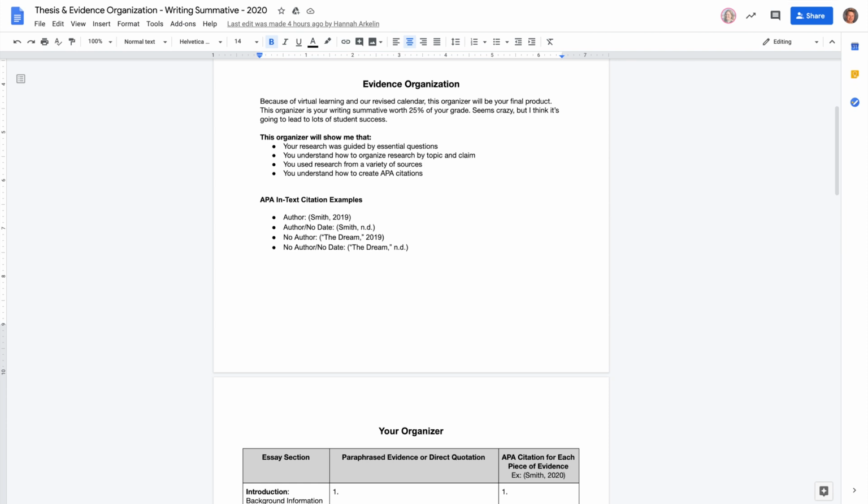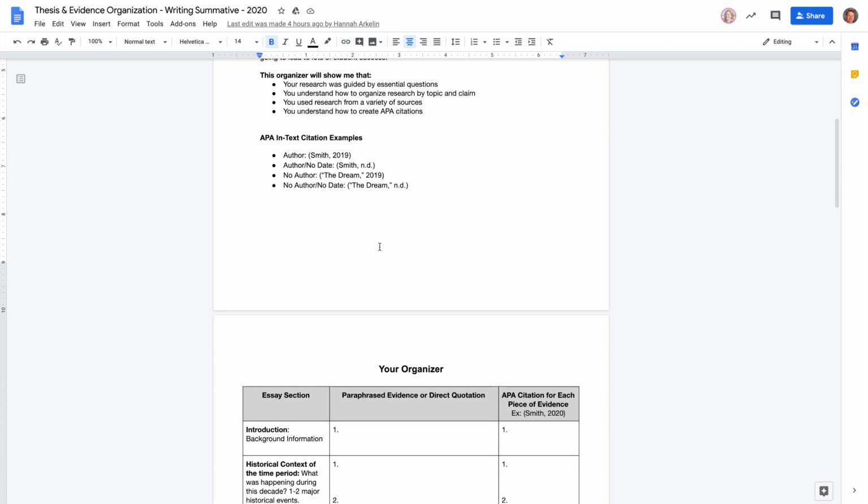And that's also why it's worth so much of your grade for this class, because if you don't get this, then you're really going to have trouble understanding how to do research later in life and that sort of thing. So basically, this organizer is designed to show me, as your teacher, or Miss Arklin, as it were, that your research was guided by essential questions. You're going to understand how to organize research by topic and claim, which is huge. And you are going to be used to doing research and pulling from a variety of different sources. And you're also going to understand how to create APA citations, which is also a valuable skill.